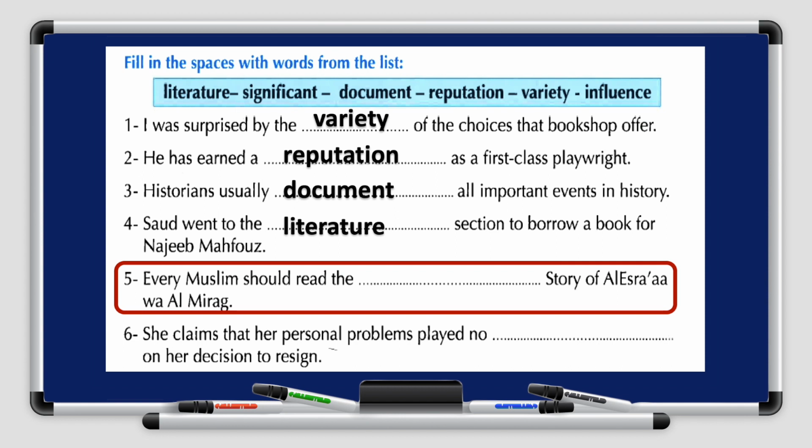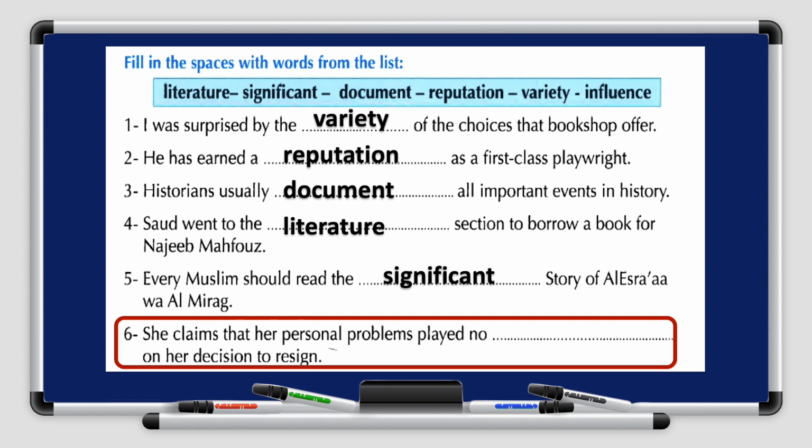Every Muslim should read the story of Al-Isra wal-Mi'raj. Should read the significant story of Al-Isra and Mi'raj. Number 6, she claims that her personal problems played no on her decision to resign. She claims that her personal problems played no influence. It didn't interfere on her decision to resign.